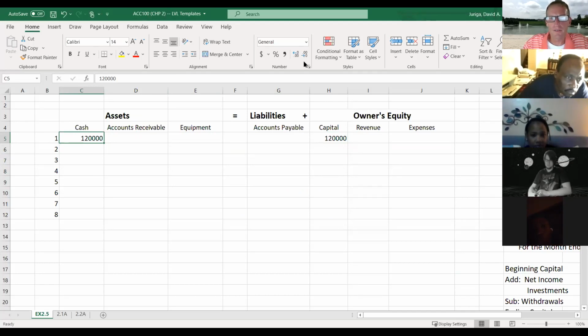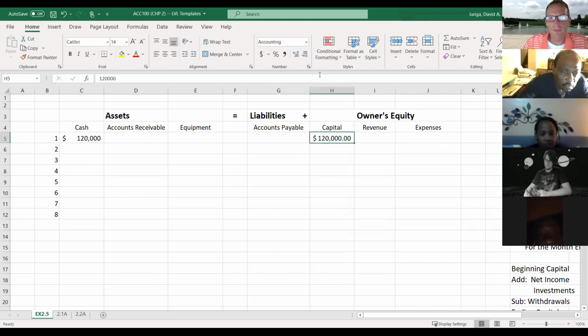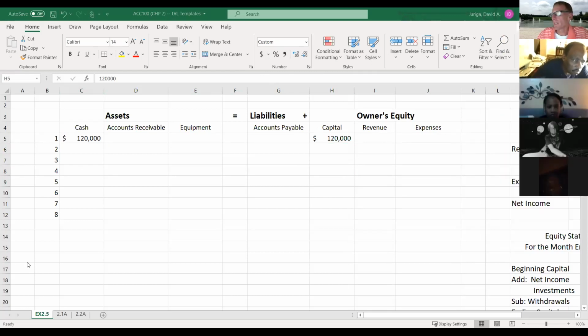Hold on just a second. I don't even need 2 decimals because everything here is rounded off, so I'll keep the numbers nice and simple. There we go. So I would have cash 120, capital 120. I'll go back and forth between the screens. So that's our first one. Okay, let's go to the second one.